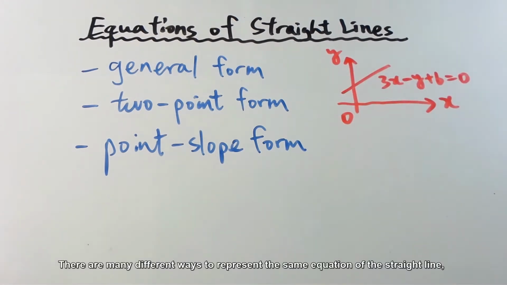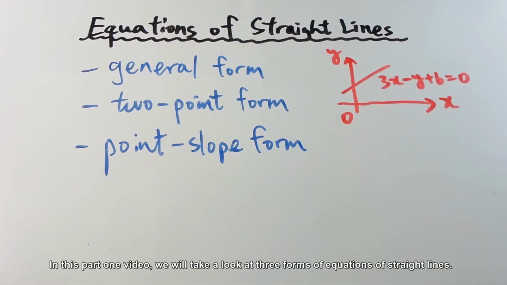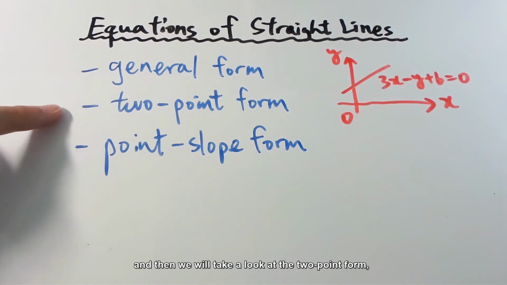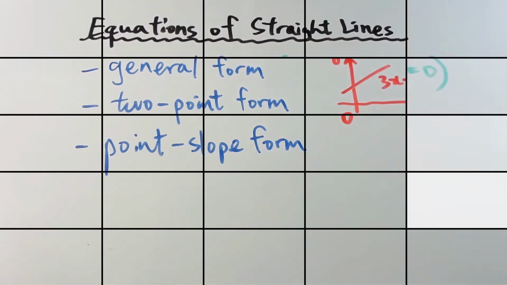There are many different ways to represent the same equation of the straight line, and each of these ways is called a form. In this part 1 video, we will take a look at 3 forms of equations of straight lines. The first one is called the general form, and then we will take a look at the 2-point form, and lastly we will take a look at the point-slope form.